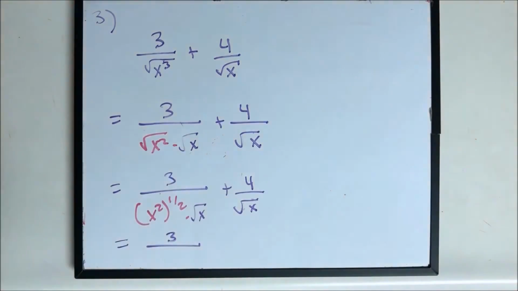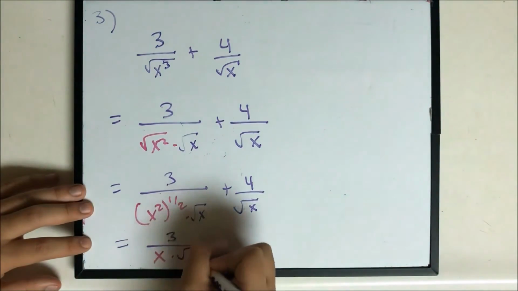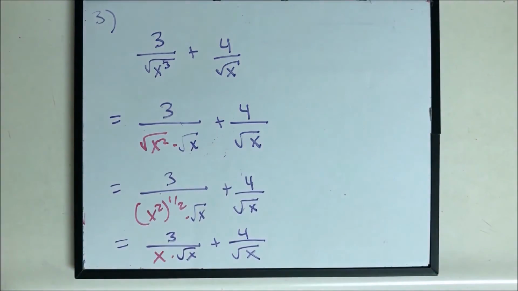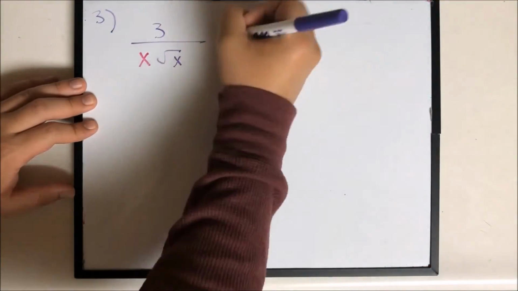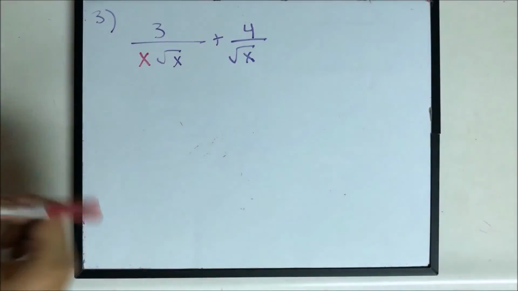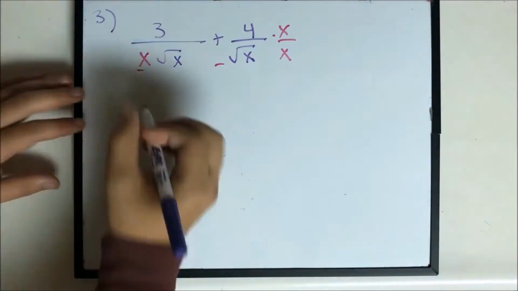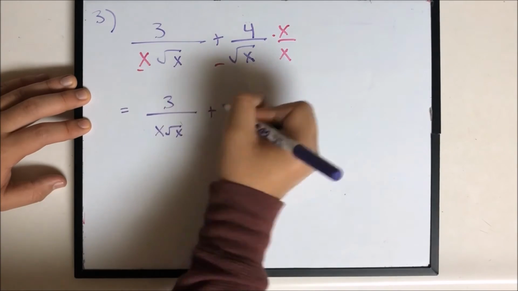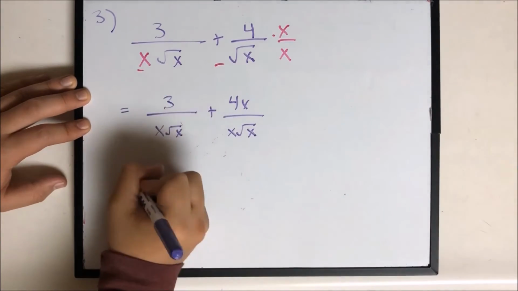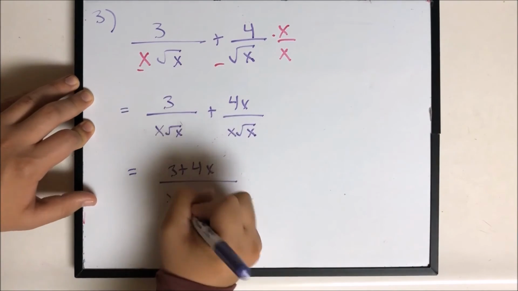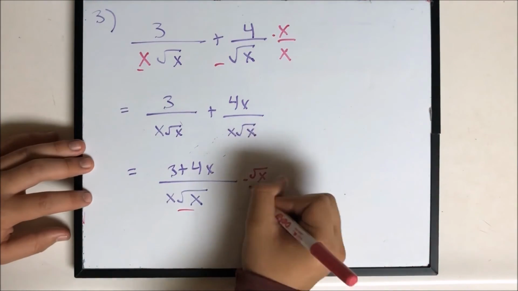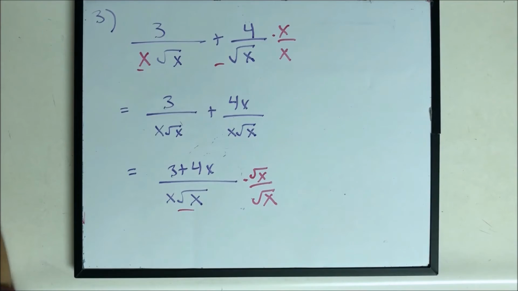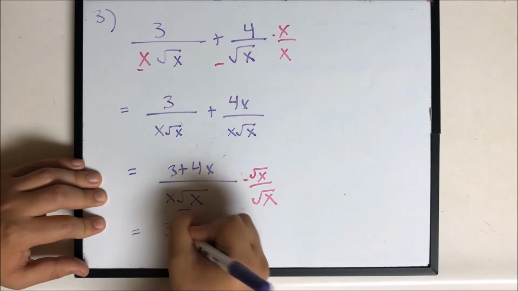This then yields 3 over x times the square root of x plus 4 over the square root of x. We could then multiply the second term's numerator and denominator by x to create common denominators. We could then add the two terms together, yielding 3 plus 4 times x over x times the square root of x. We now need to rationalize the denominator by multiplying the numerator and denominator by the square root of x.